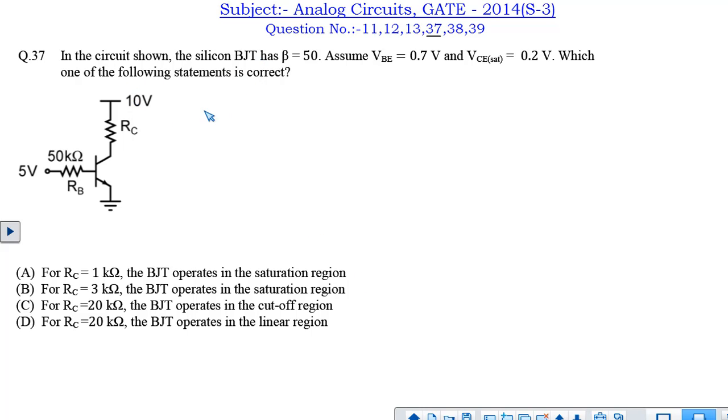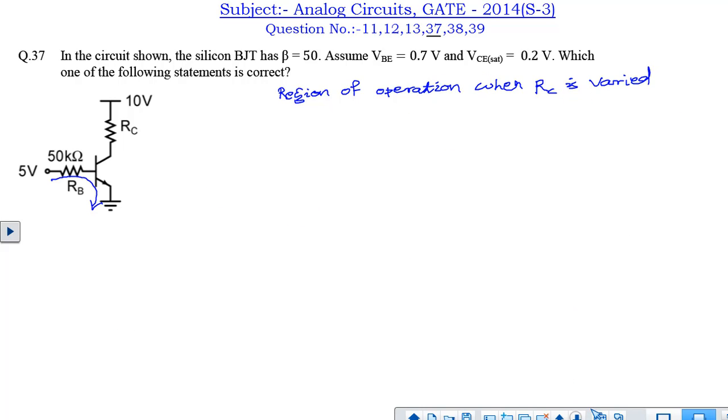Next question is question number 37. In this question, a BJT transistor is given in the common emitter configuration. The beta value is given, VB value is given, and the saturation voltage VC sat is given to be 0.2. We have to find out among the options which one is correct, that is, the RC value and its corresponding region of operation of the BJT. Different values of RC are given, and we have to find out the region of operation accordingly.